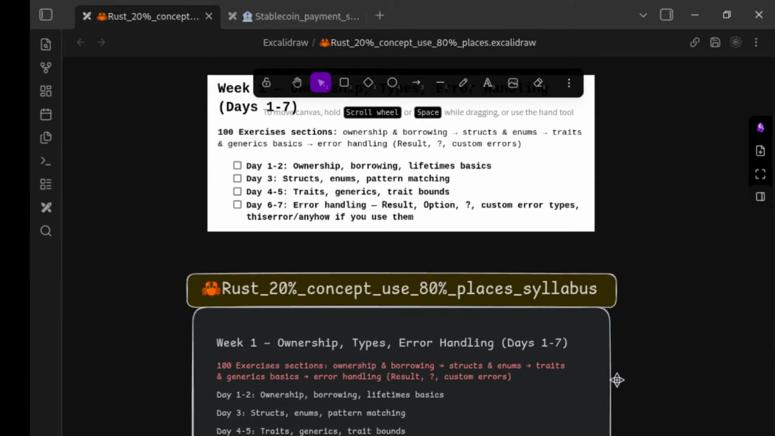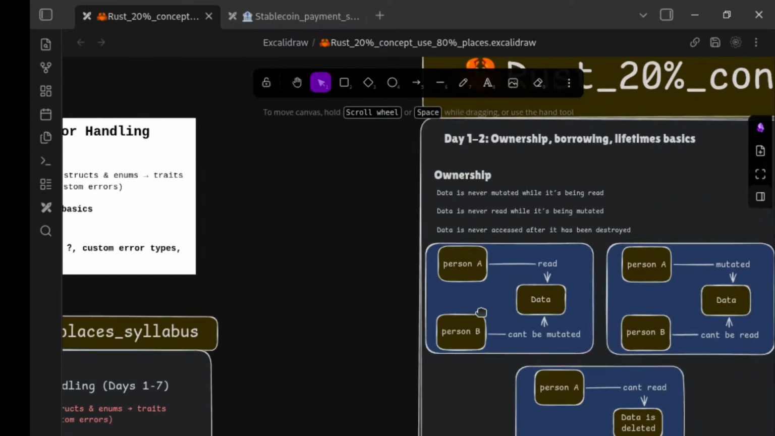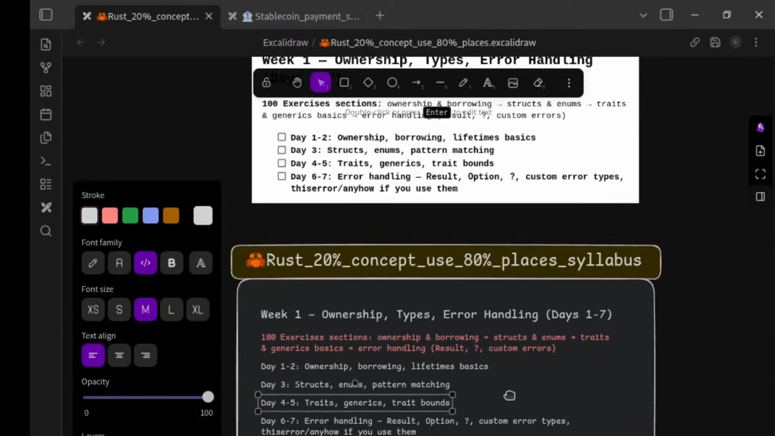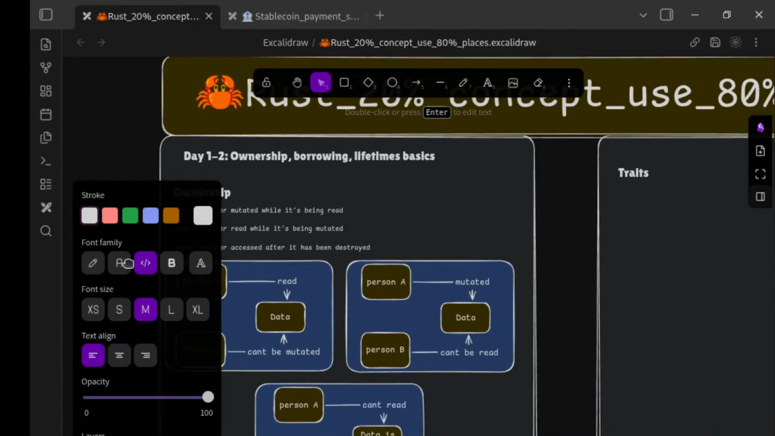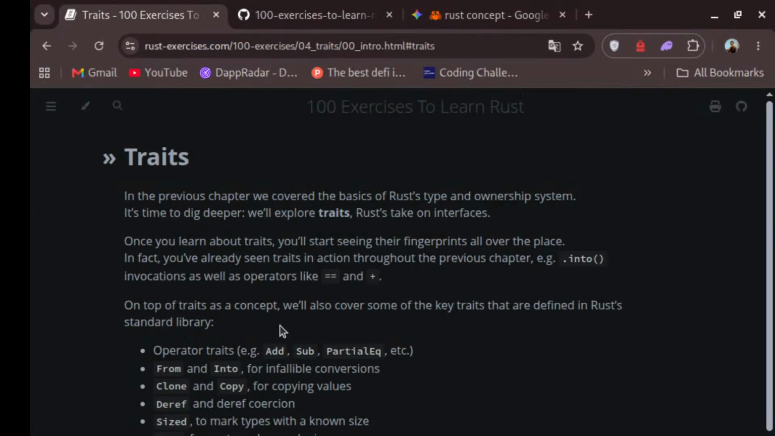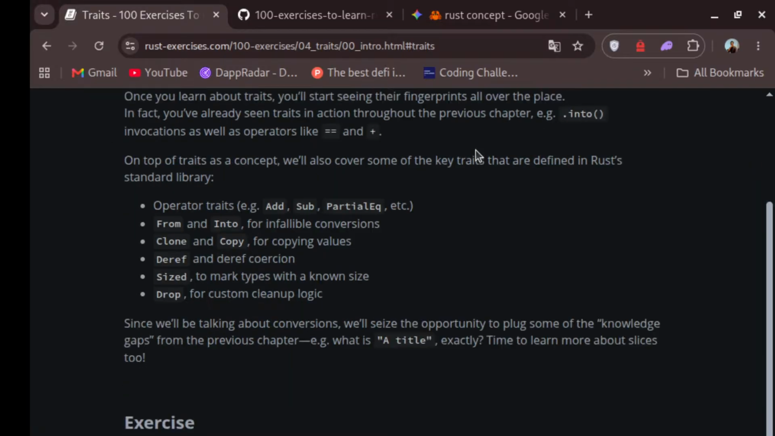So let's jump into the topic. Today's topic is traits and generics with trait bounds. Now I will start reading from the 100 Exercises to Learn Rust.